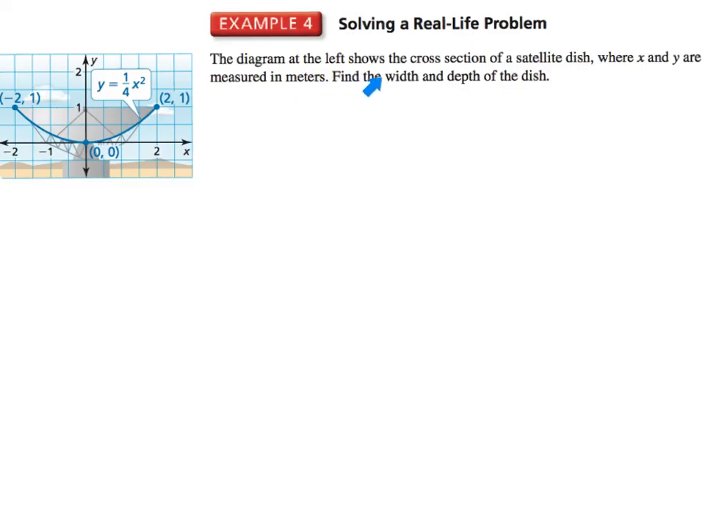Our last example shows us a real-life problem. The diagram at the left shows the cross-section of a satellite dish, where x and y are measured in meters. Find the width and the depth. Well, this is pretty easy because you can look, domain. Now, if I asked you for the domain, your domain is only and can only be -2, which is the lowest point, and +2, which is the highest point, right here.